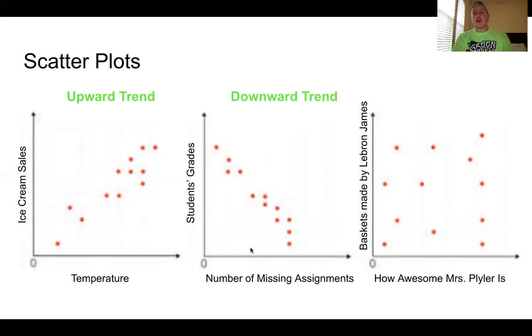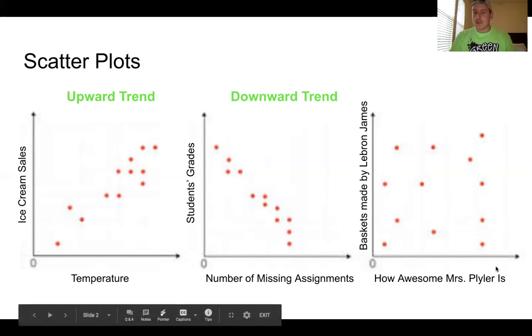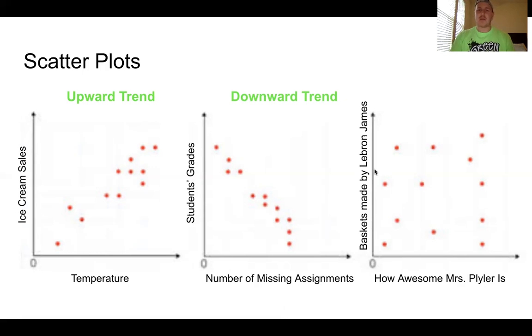a little lower. And then the last one, this one says about how awesome Mrs. Plyler is. And then the y-axis is labeled baskets made by LeBron James. Does how awesome Miss Plyler really is depend on how many baskets LeBron James makes? No. And he honestly doesn't make very many if he's shooting because he's not a great shooter. But that'd be no trend. It wouldn't make any sense. Those two things don't correlate with each other. So that's why the dots are all over the place and they don't really make a whole lot of sense.